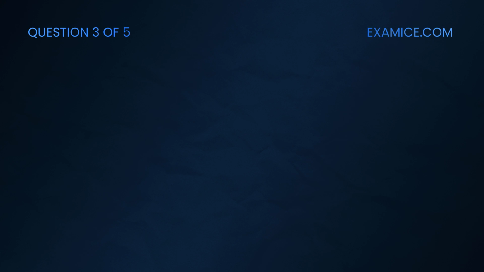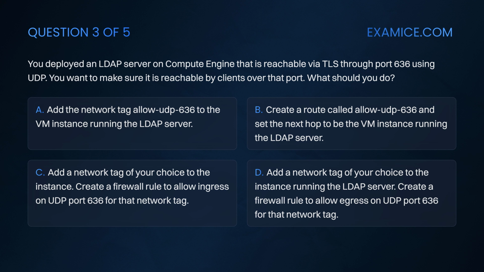Question 3. You deployed an LDAP server on Compute Engine that is reachable via TLS through port 636 using UDP. You want to make sure it is reachable by clients over that port. What should you do?